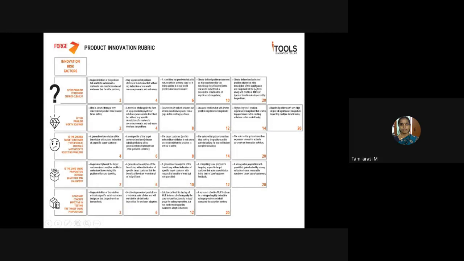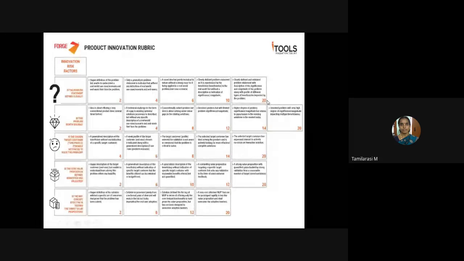It is a clearly defined and validated problem statement. Your problem should be clearly defined, and you can get your problem through the customer need. Based on the customer survey or the customer requirements, if you are getting that problem, that is the validated problem statement. If you are creating this solution based on the needs of the customer, then automatically it satisfies the last box, and you can score 20.